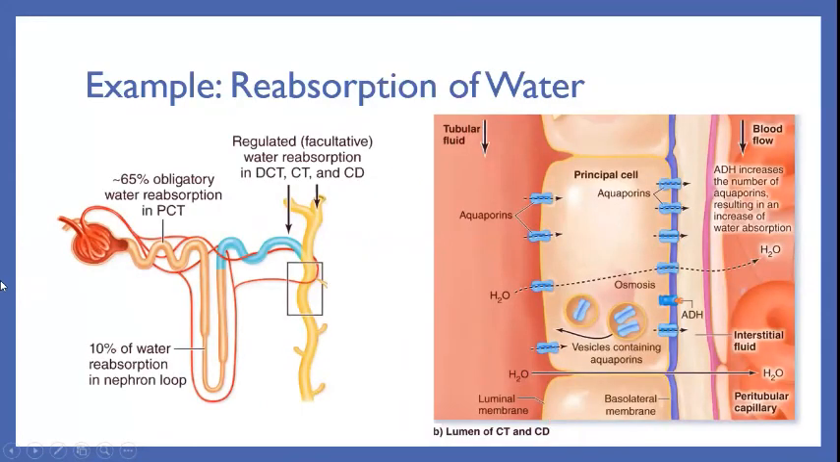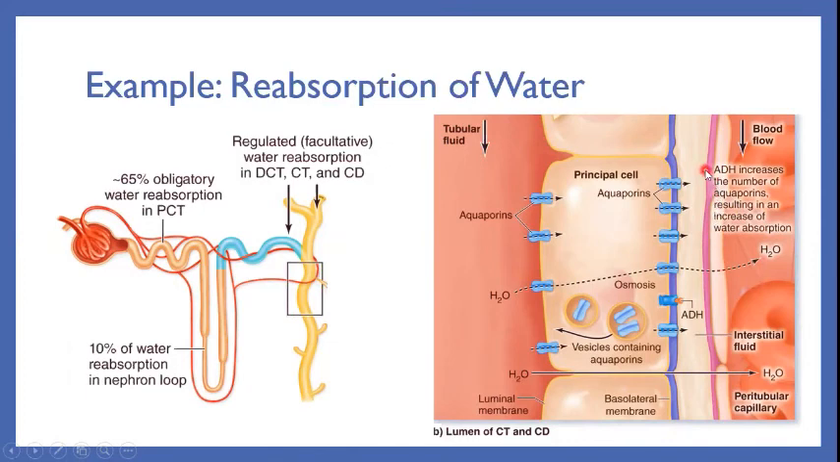Now water is a little different. We see 65% of it being reabsorbed in the proximal tubule, about 10% happening in the nephron loop, and then some regulated water reabsorption traveling through here. This is the lumen of the collecting tubule, and we have small aquaporins that transport water across the principal cells back into the capillaries if needed.